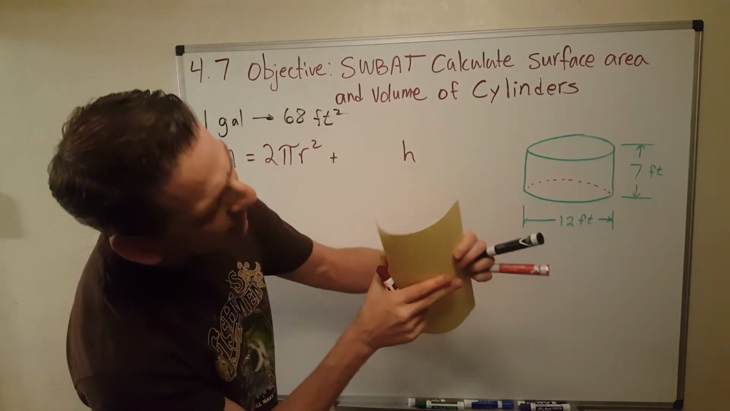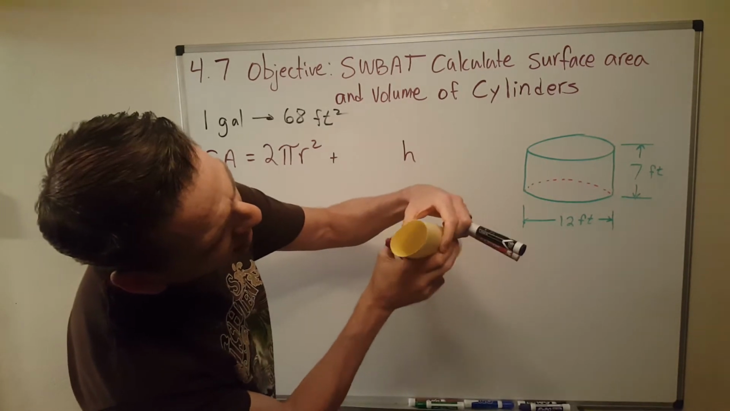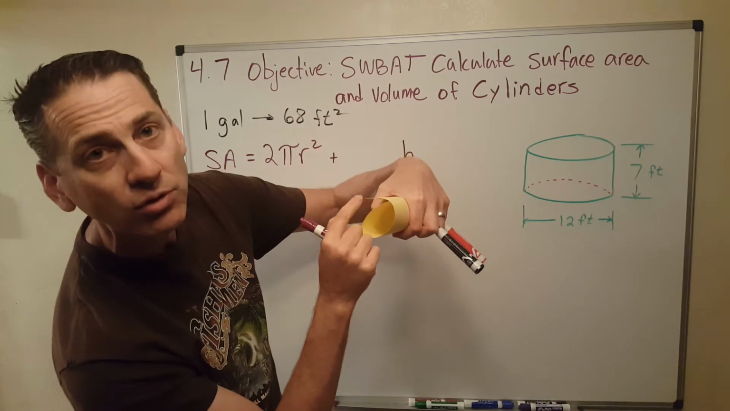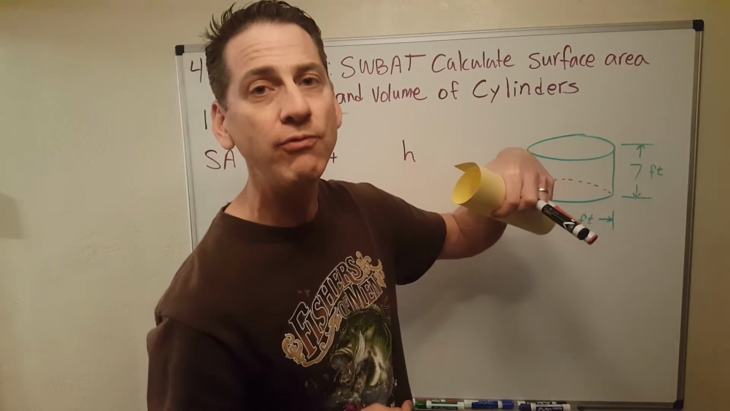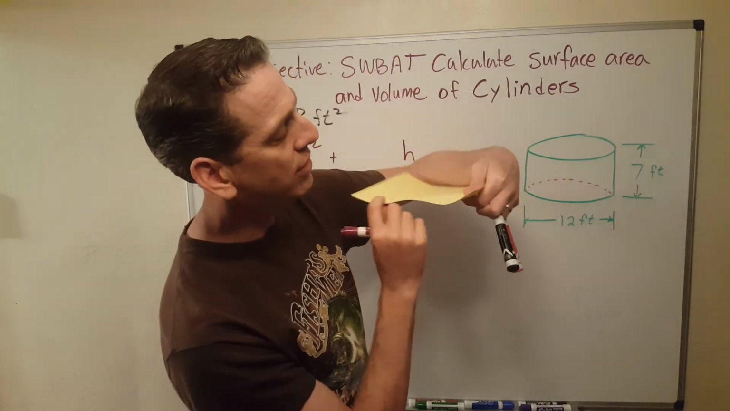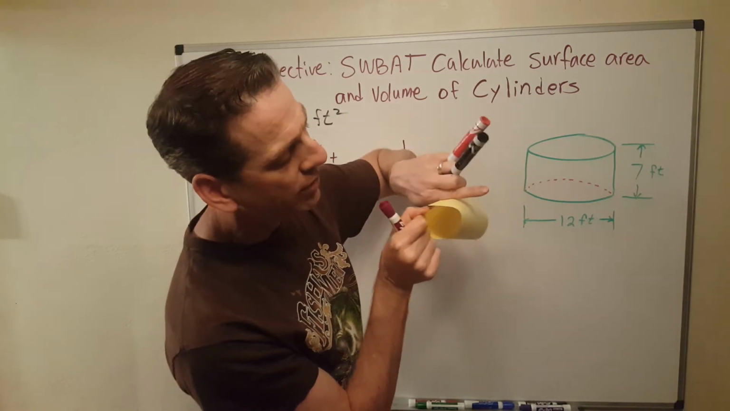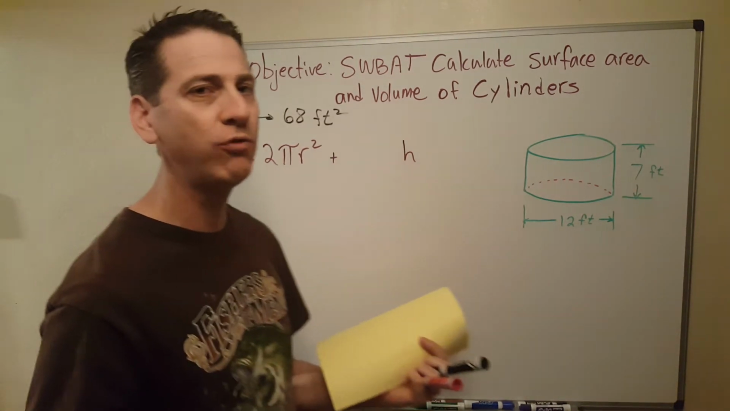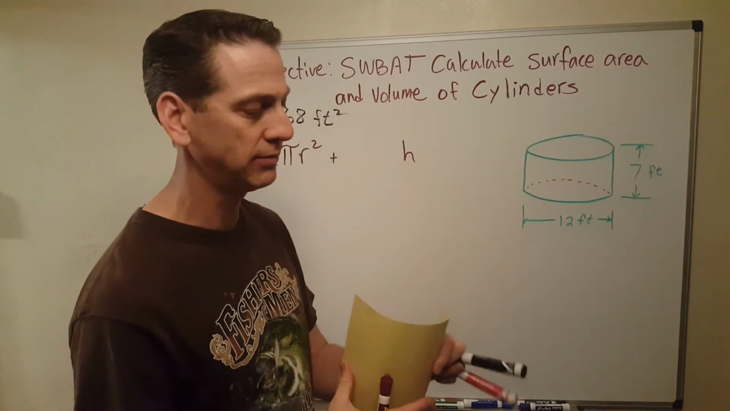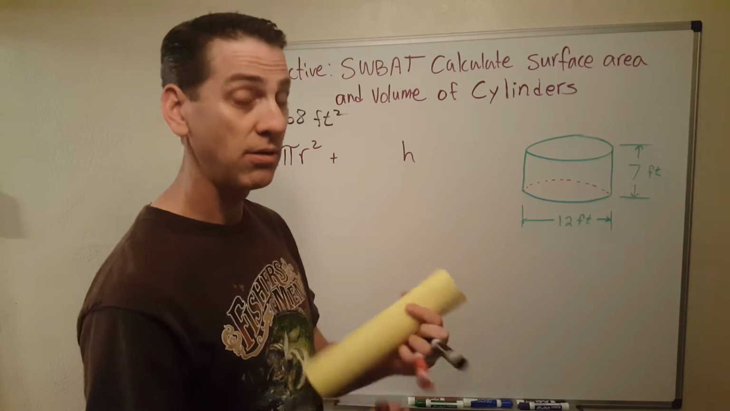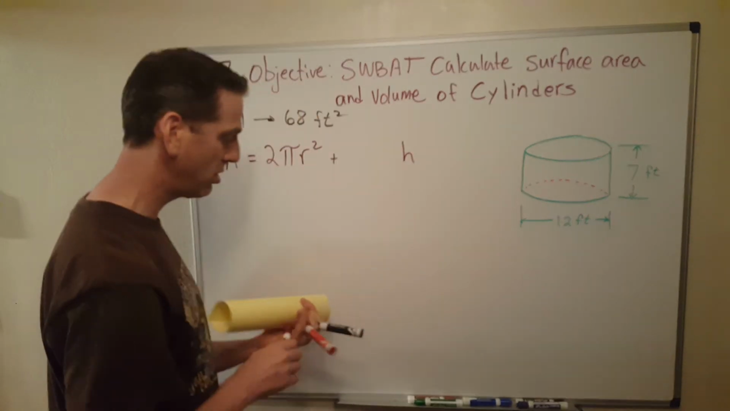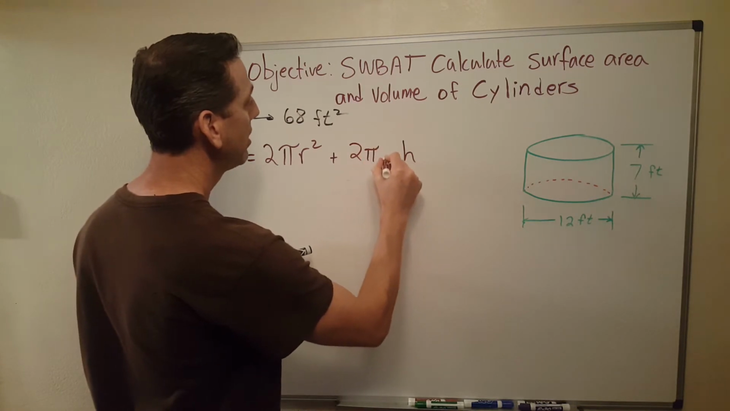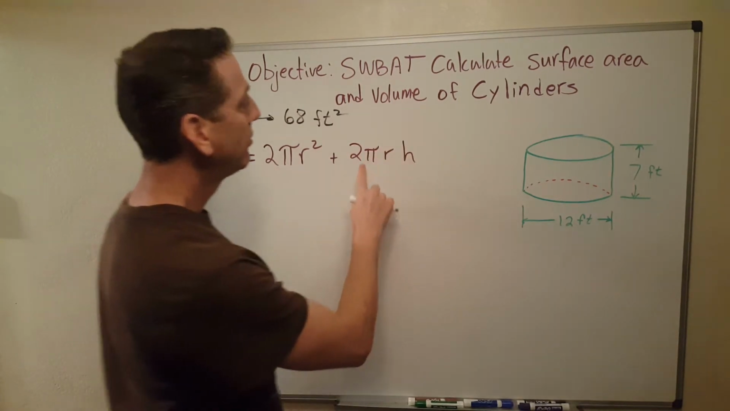I want you to see, when I fold that up, that width just becomes the distance around that circle. We call that the circumference. So the width is just the circumference of that circle. Do you know what the formula for the circumference of a circle is? It's 2 pi r.